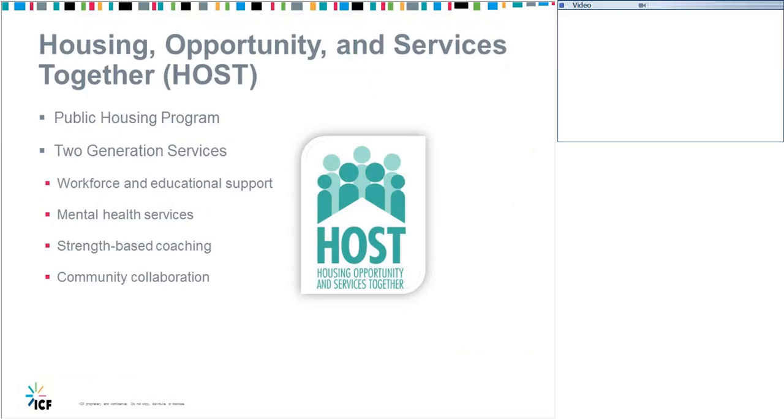In the interest of time, I'm going to skip over to the host program, and I wanted to mention this because it is a public housing program. It was created and piloted by the Urban Institute, and really the idea was to use public housing as a platform to employ 2Gen programs to address economic and social challenges. So they do joint workforce and educational support and mental health services for all family members together using strengths-based coaching and a community collaborative model, and it aims to address barriers to self-sufficiency while also building supports in for their children and youth.